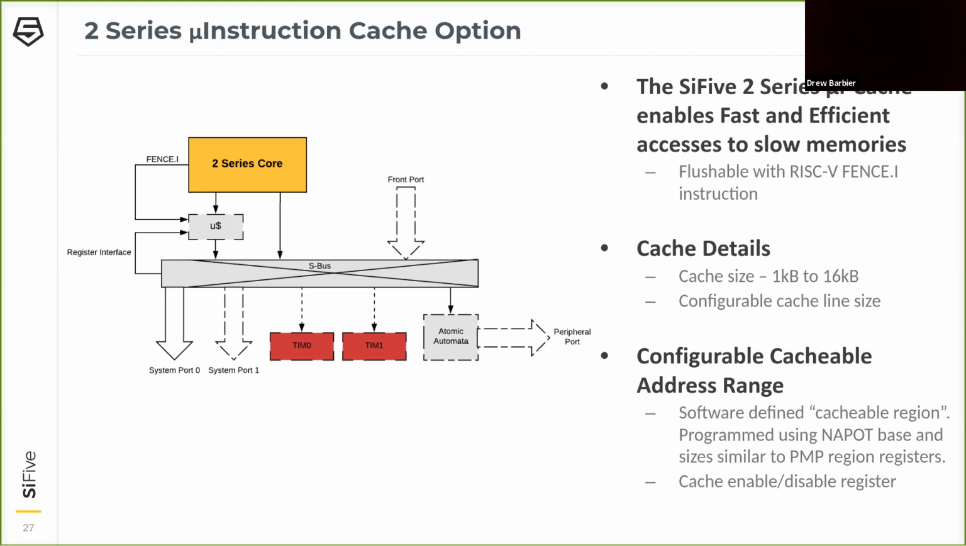The micro instruction cache itself also has a software-defined cacheable region, and you'll program these regions using the same encoding as the PMP, so that it uses this naturally aligned power of 2 encoding, and that allows you to define regions in the address space that are cacheable by this instruction cache or not.